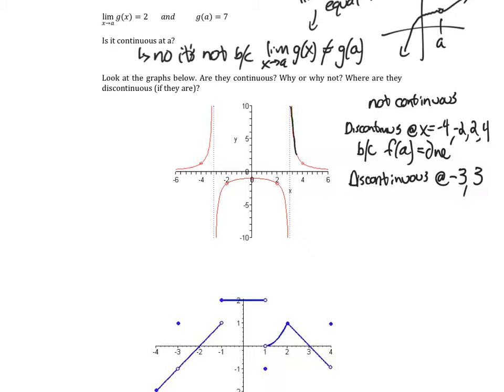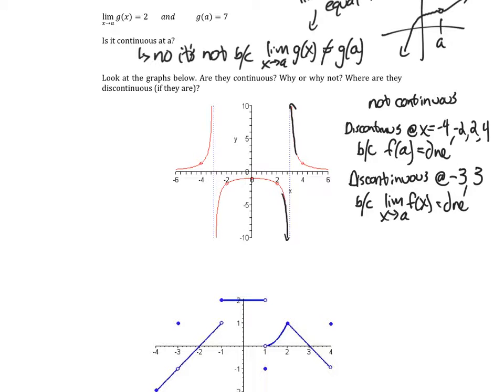As I approach that asymptote on the right, the limit's going towards infinity. However, if I come from the left side, that arrow is pointed down towards -infinity. The limit would not exist, and you can clearly see around -3 the same thing is happening. So I'd say it's discontinuous at -3 and 3 because the limit as x approaches a of f of x equals DNE. It does not exist.